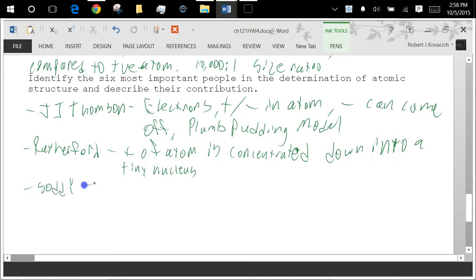What'd Sadi do? And the neutron? No, the proton. That Sadi figured out that the nucleus is composed of protons. Not just a solid mass of positive, but individual protons.